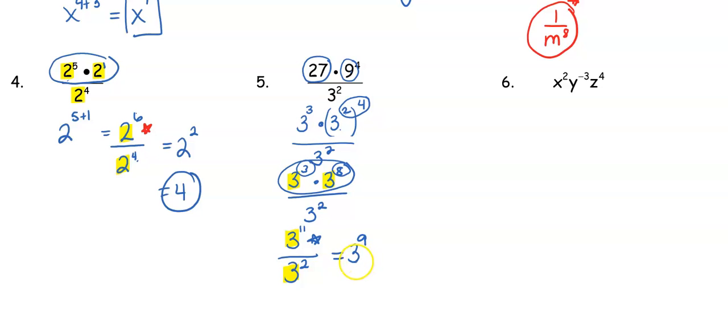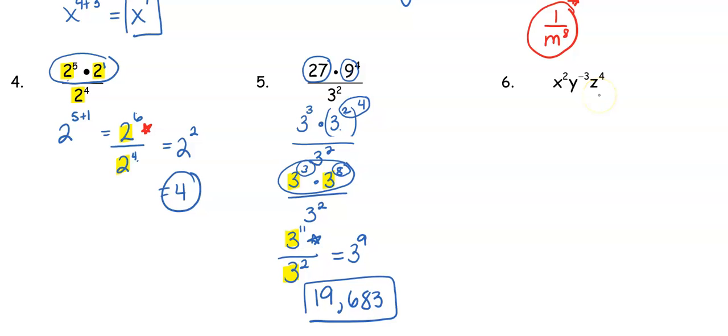And then if you were to get out your calculator and do 3 to the 9th power, it's not as bad as you think. It's 19,683. So when it's a reasonable number, and that is a reasonable number, you want to go ahead and write it out.